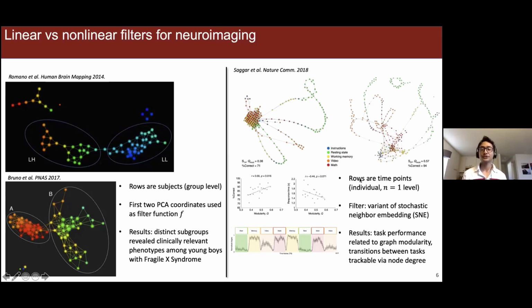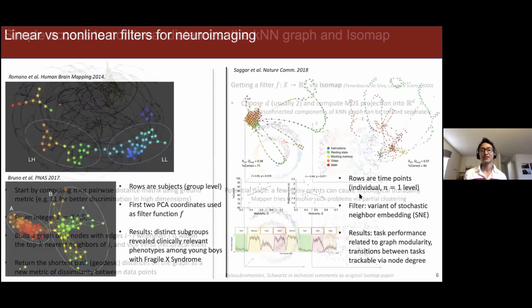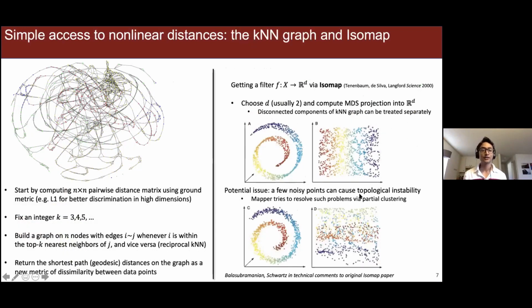The specific filter here that was used was one of the ISD neighborhood lenses, which is a variant of stochastic neighbor embedding, which is a nonlinear filter. And this gives us an idea that perhaps we should look into these linear versus nonlinear dimensional reduction techniques. So the simplest access to getting a nonlinear distance is the k-nearest neighbor graph.